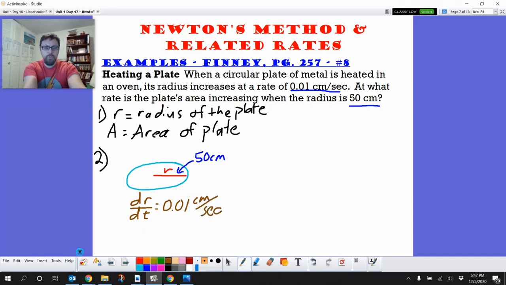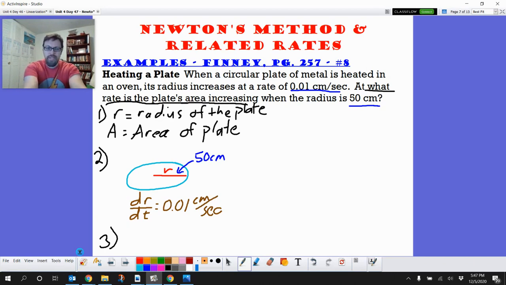Okay, great. Now, that is all the information that I know. What is this problem even looking for? At what rate is the plate's area increasing? So what does that mean?